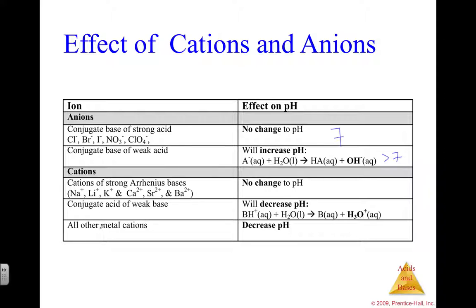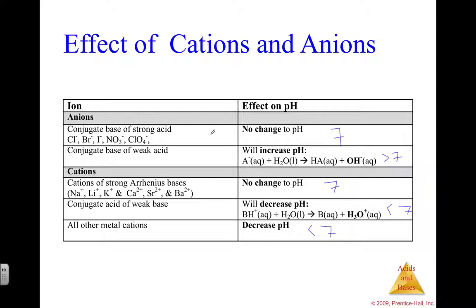Cations, 3 options. The cations of the strong Arrhenius bases, so the cations of the soluble metal hydroxides, no change to the pH, so it's going to be 7. If the cation is a conjugate acid of a weak base, that was the ammonium example we saw from the previous slide, it's going to decrease the pH because the cations that are the conjugate acids of the weak base are indeed acidic, so the pH is going to be less than 7. And lastly, all other metal cations also decrease the pH, giving us a pH less than 7.